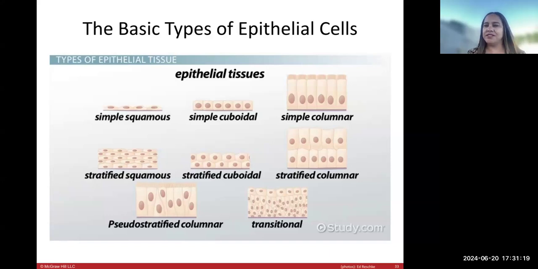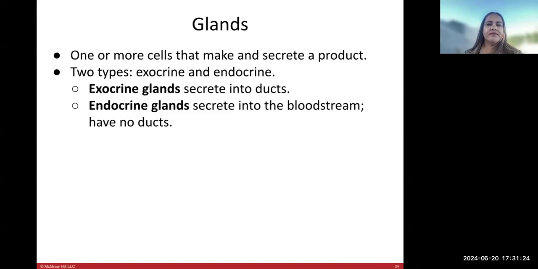And the last one is something called transitional epithelium. Your bladder is made of transitional epithelium. They change shape because your bladder has to fill. And then when you use the restroom, your bladder shrinks. So those cells have to be able to expand and contract depending on the size of your organ at any given time.